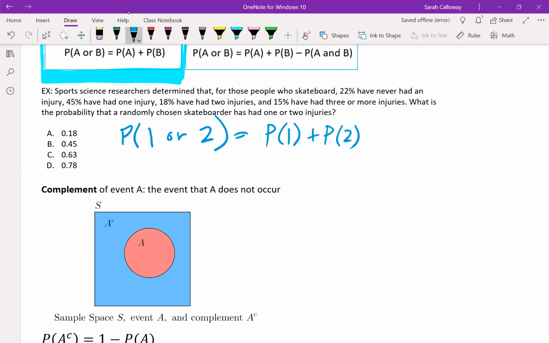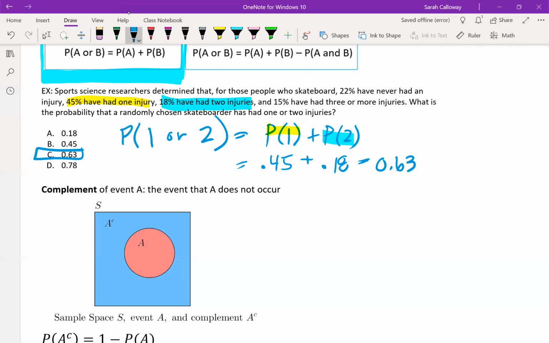So the probability that someone has had 1 injury is 45%, and the probability that someone has had 2 injuries is 18%. So we're going to convert those to decimals. 45% is 0.45, and 18% is 0.18. If we add up the 0.45 plus the 0.18, we're going to get 0.63. So that is the correct answer for this problem.